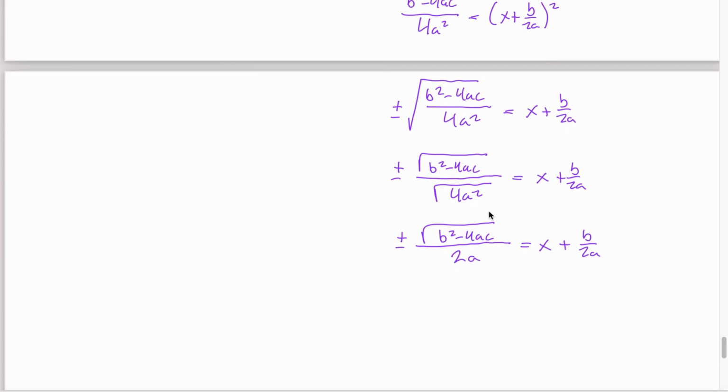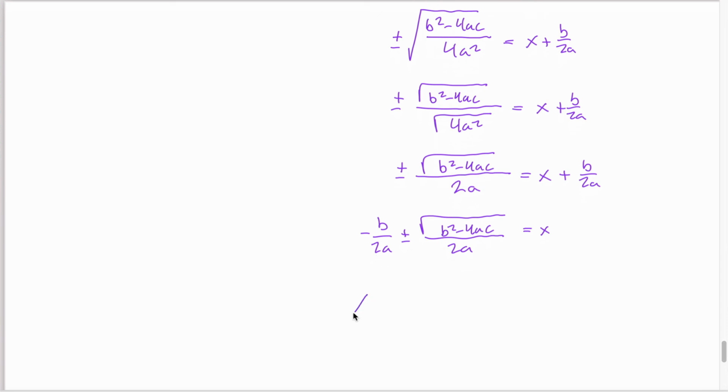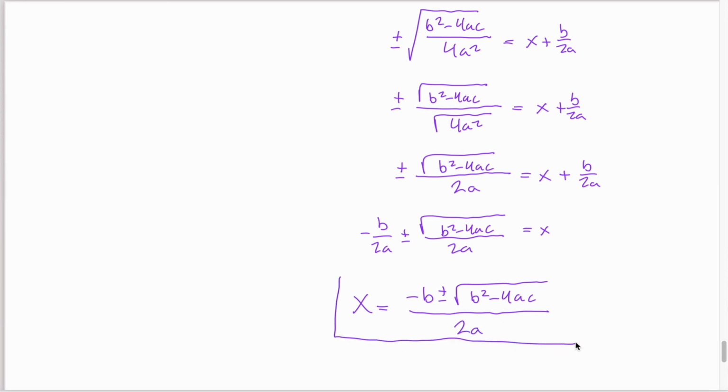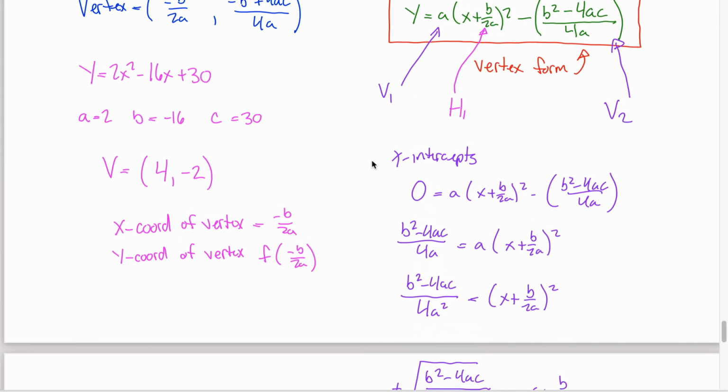To get this x all by itself, subtract b over 2a from both sides of the equation, and what we're left with is x equals negative b over 2a plus or minus the square root of b squared minus 4ac all over 2a. Wait a minute, I got two fractions that have the same denominator. Couldn't I combine those all into one fraction? Yeah, you sure could. Wouldn't that leave me with negative b plus or minus the square root of b squared minus 4ac all over 2a? Yup.